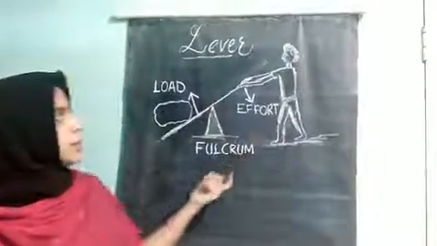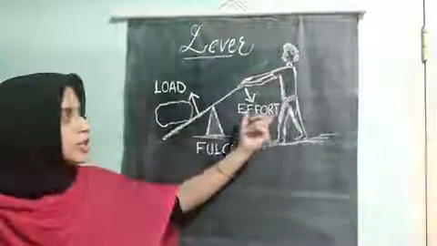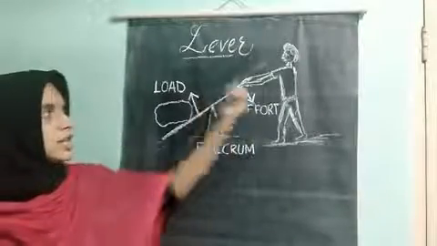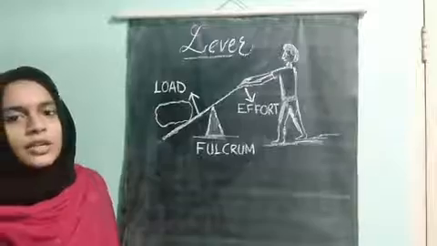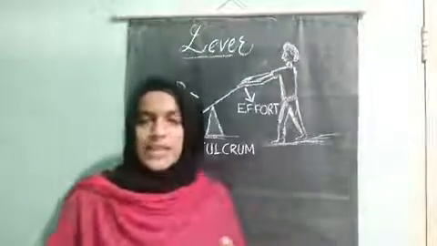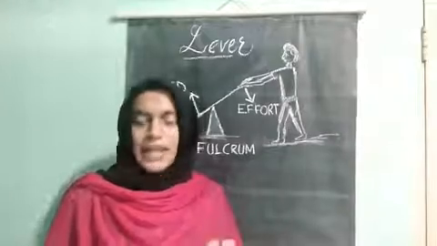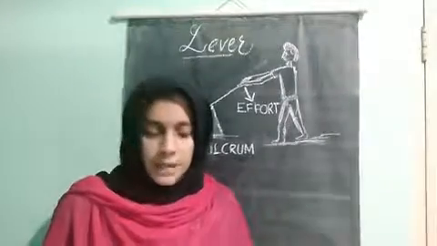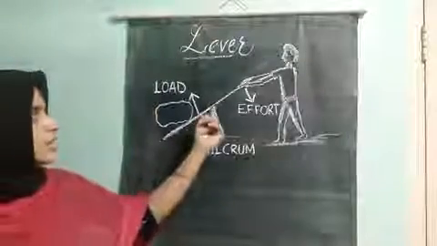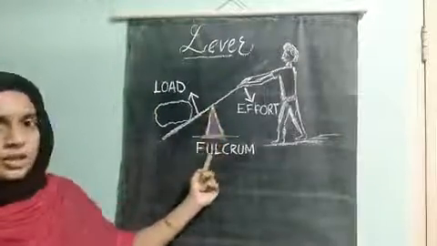Here you can see a picture. A boy is trying to lift a heavy stone using a rod. Here we can say a lever is a straight, rigid rod that can move freely about a fixed point. In this picture you can see this is the fixed point.